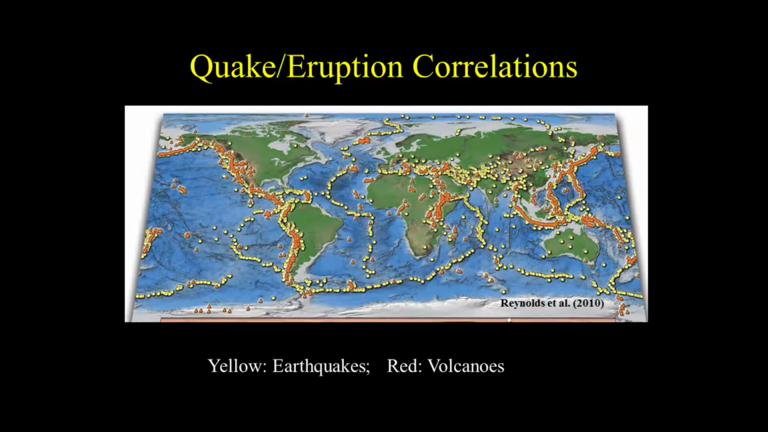Let's now look at the map, which includes both a distribution of earthquakes in yellow and volcanic eruptions in red. We can see a significant correlation between earthquake occurrences and volcanic eruptions. There are also some exceptions. Let's look at these correlations and non-correlations in more detail, starting with the correlations. As you can see in this picture, there are correlations between yellow and red dots. These correlations are quake eruption correlations.